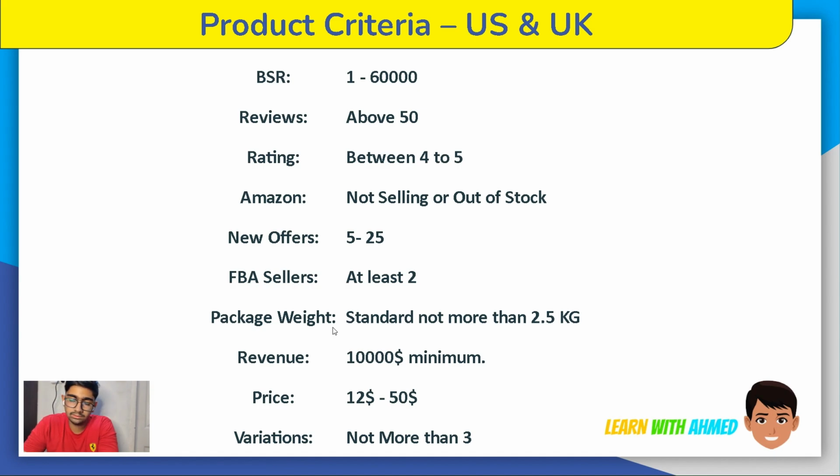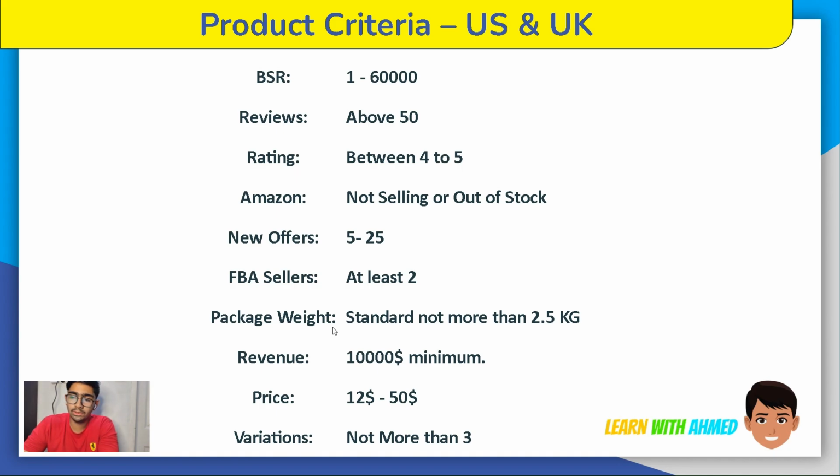In this criteria there are 5 to 25 new offers, but it can also vary from 4 to 10, 4 to 6, 4 to 16, 15, and it can vary. New offers actually show us that the brand, the owner, the distributor, or the listing owner is giving permissions to others. If 4 or more sellers are selling, then there is a high chance that we will also get an approval. And seeing FBA sellers at least two means that the product can be done FBA.